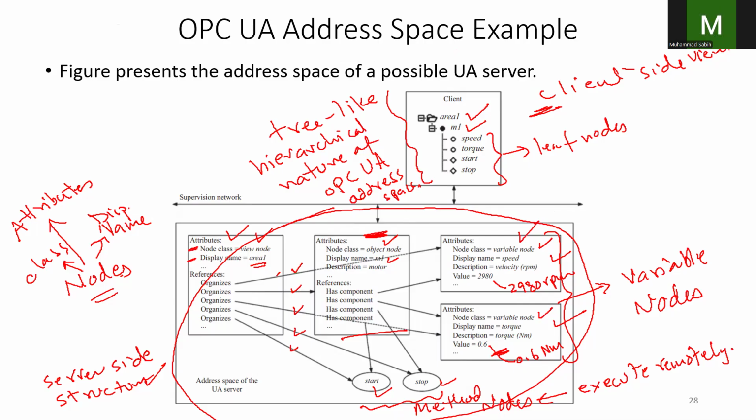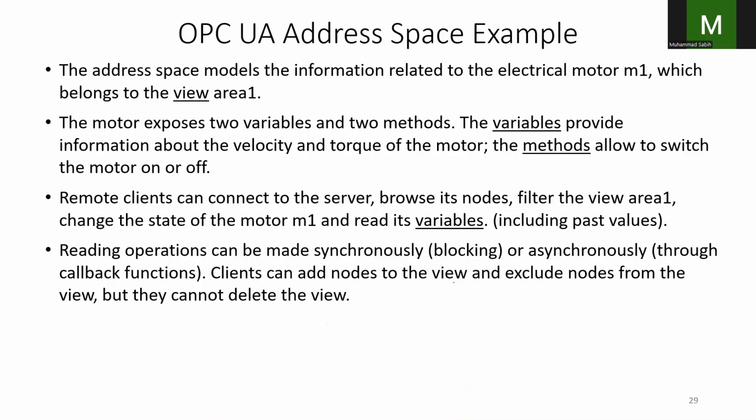Okay, let's have a brief description here also. This is the last slide about this. So this slide continues the same example of how the address space works in OPC UA, focusing on how the motor M1 is modeled. M1 is modeled using OPC UA. First we see that the motor M1 belongs to the view node called Area 1.